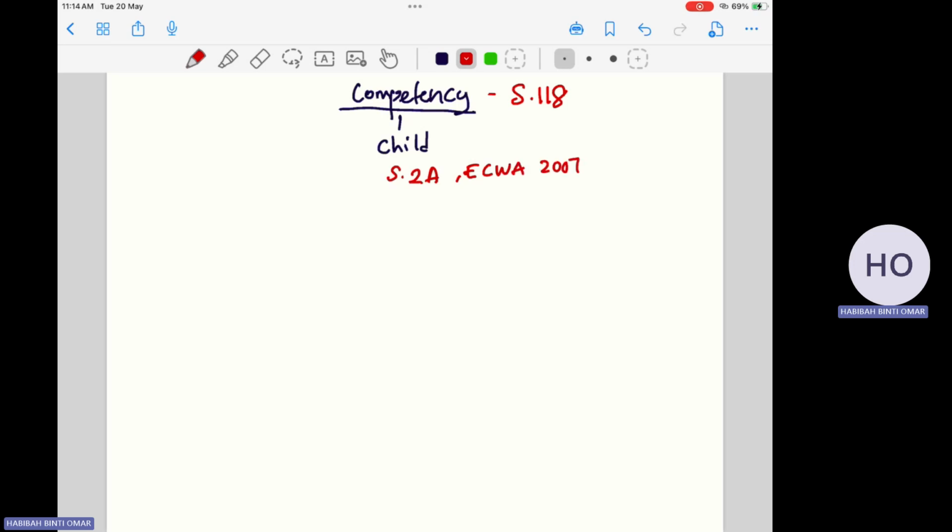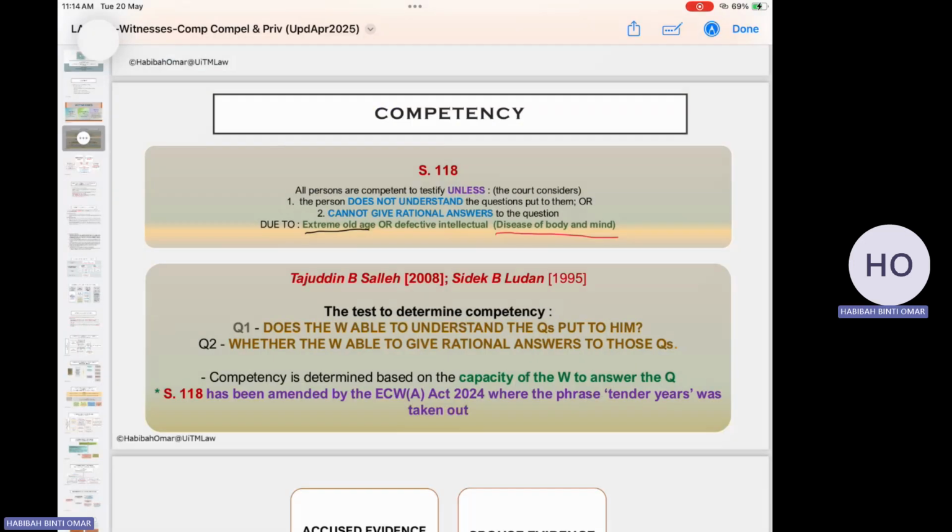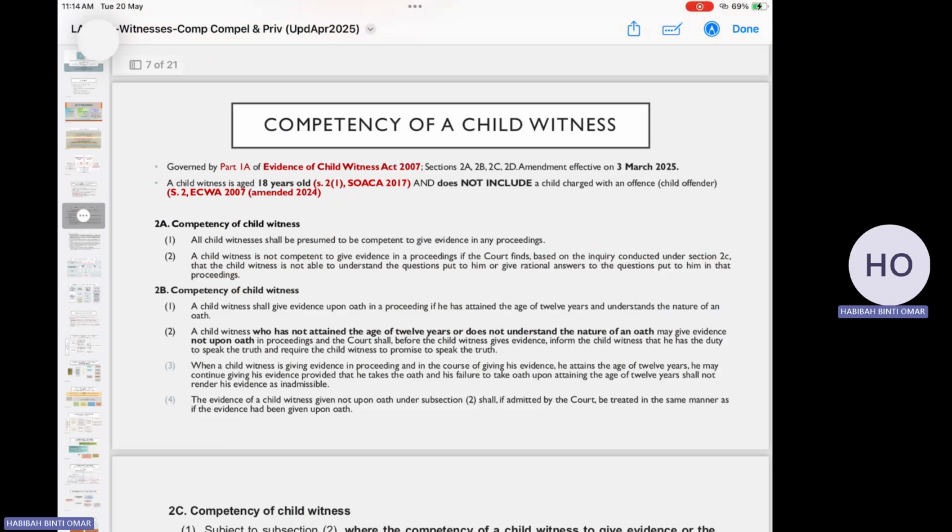2007. So if you look at the law, when you deal with competency of a child, it is governed by the Evidence of Child Witness Act 2007, and this is effective on the 3rd of March 2025. Basically, when you talk about a child, you are talking about a person under 18 years of age. And this is actually mentioned under Section 2, Subsection 1 of the Sexual Offences Against Children Act 2017.